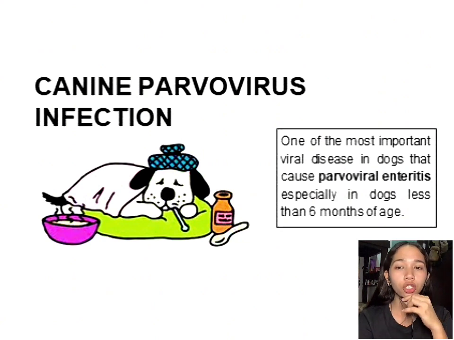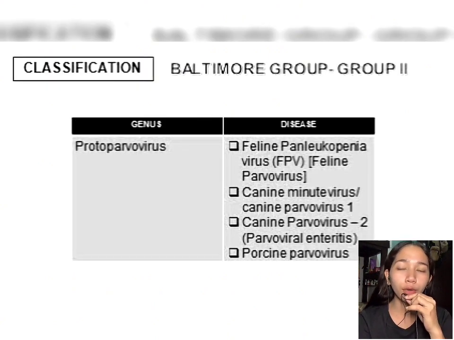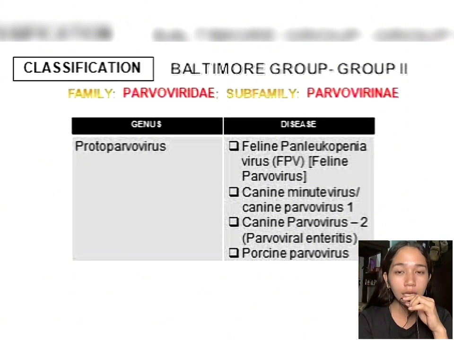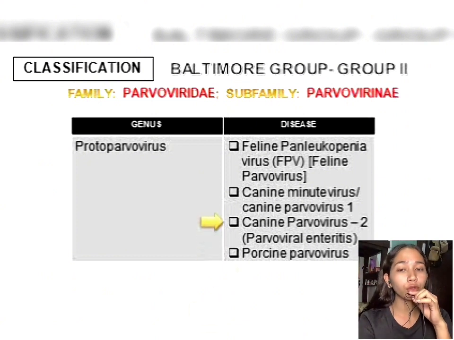For the classification, this virus belongs to the Parvoviridae family, classified under the Baltimore Group 2. Some of the veterinary important viral diseases under this family are feline panleukopenia virus, also known as feline parvovirus, and canine parvovirus 2, the causative agent of parvoviral enteritis. Also is the porcine parvovirus, all under the genus Protoparvovirus.